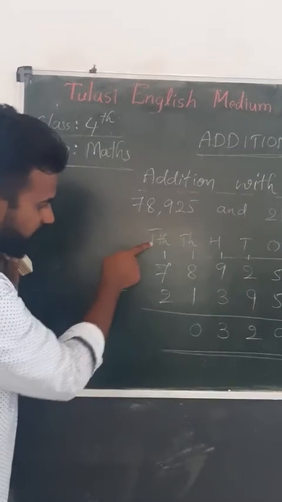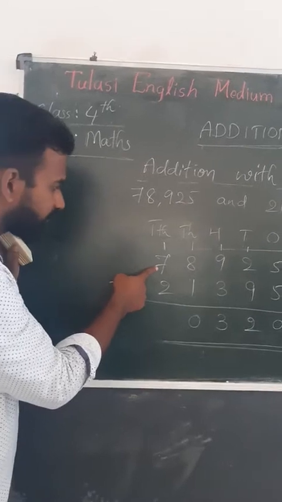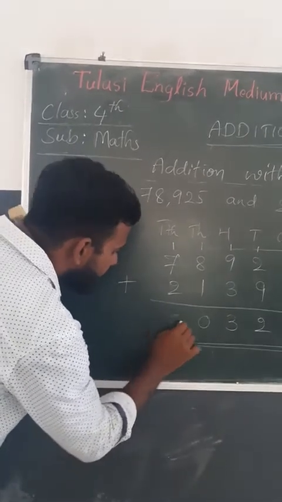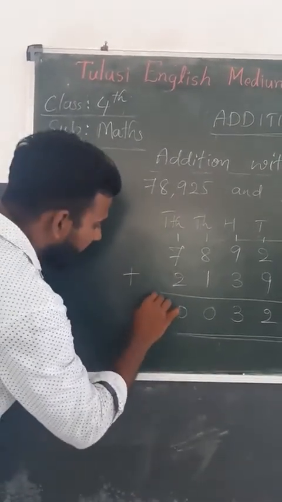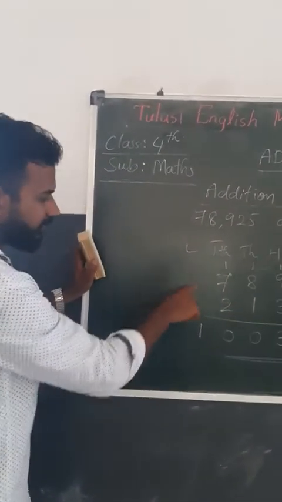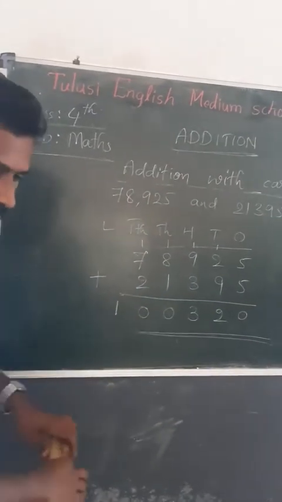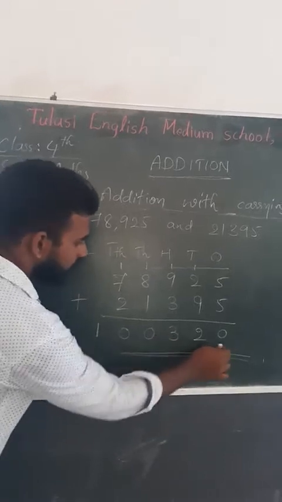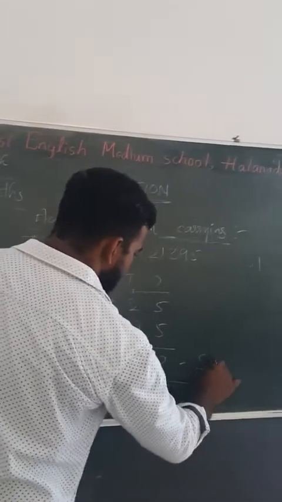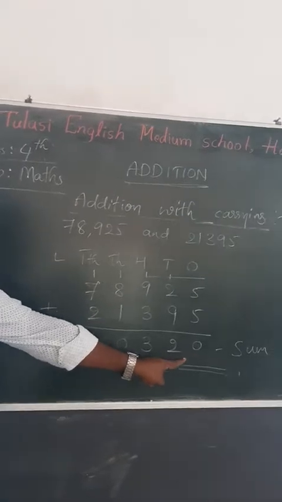1 ten-thousand plus 7 ten-thousands plus 2 ten-thousands. 1 plus 7, 8. 8 plus 2, 10. 0, and 1 I am writing in the last place. No more digits here, so that carried digit is 1. Ones, tens, 100, 1000, 10,000. So the sum is 1,00,320.